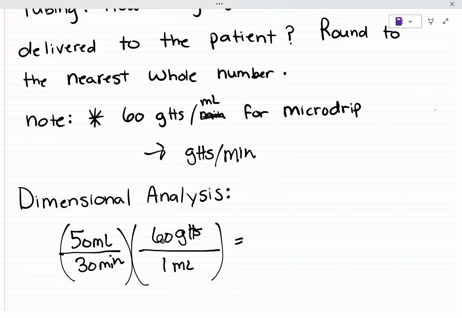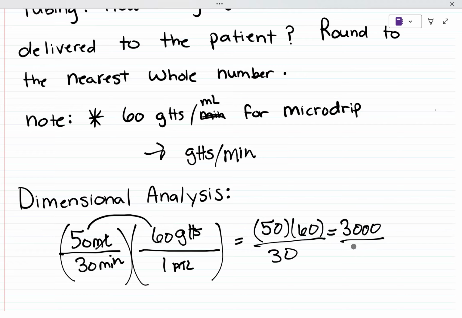As you can see, the milliliters disappear, and you're left with GTT on the top and minutes on the bottom. So go ahead and multiply across. It's going to be 50 times 60 over 30. What's 50 times 60? 3,000. And then over 30, that gives you 100. And then my units are drops per minute.